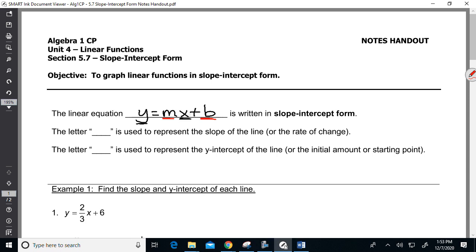We learned last week that the letter M represents the slope, or rate of change. The B represents the y-intercept, or the initial amount, or the starting amount.